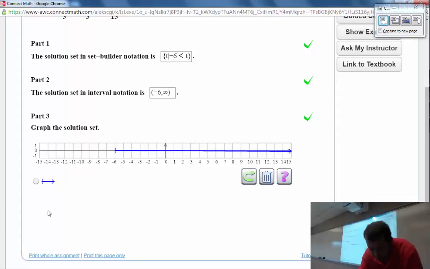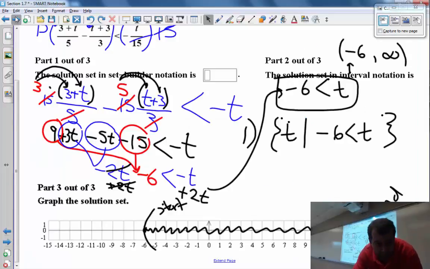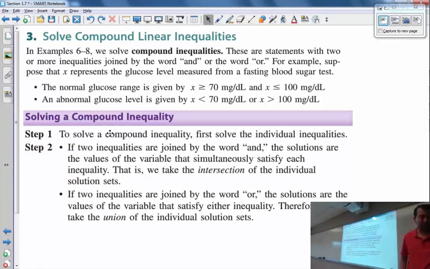Okay. What is next? We're going to start compound inequalities. Well, where do they show up? Compound means actually more than one inequality. We will deal with two inequalities in the rest of the session. But those two inequalities are sometimes connected by the word and, sometimes connected by the word or.